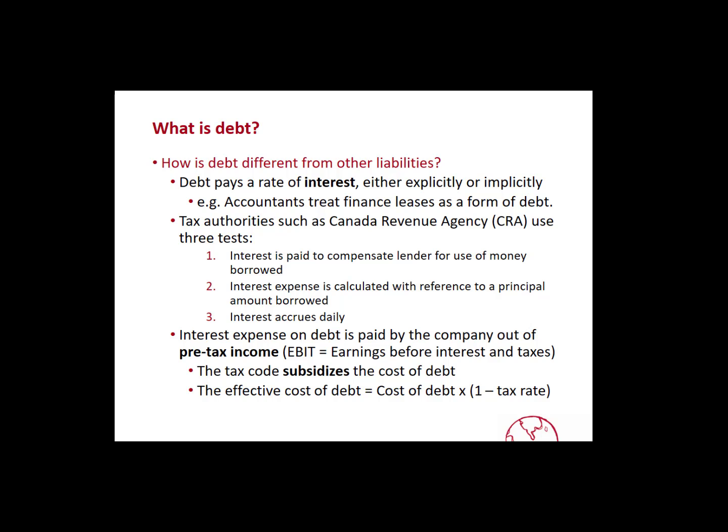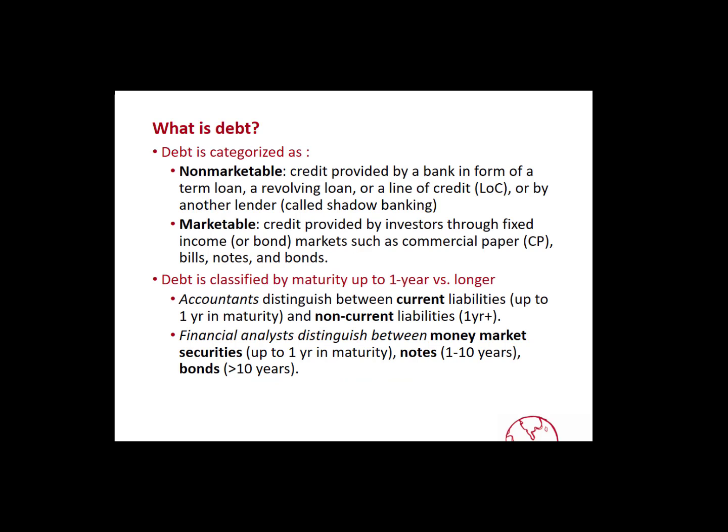The reason this is important is because the tax code allows debt or interest on the debt to be paid prior to the calculation of taxes. So it's paid out of pre-tax income, which is sometimes called EBIT or earnings before interest and taxes. So in effect, the tax code is subsidizing the cost of debt and reducing it effectively by 1 minus the tax rate. So there are different types of debts.